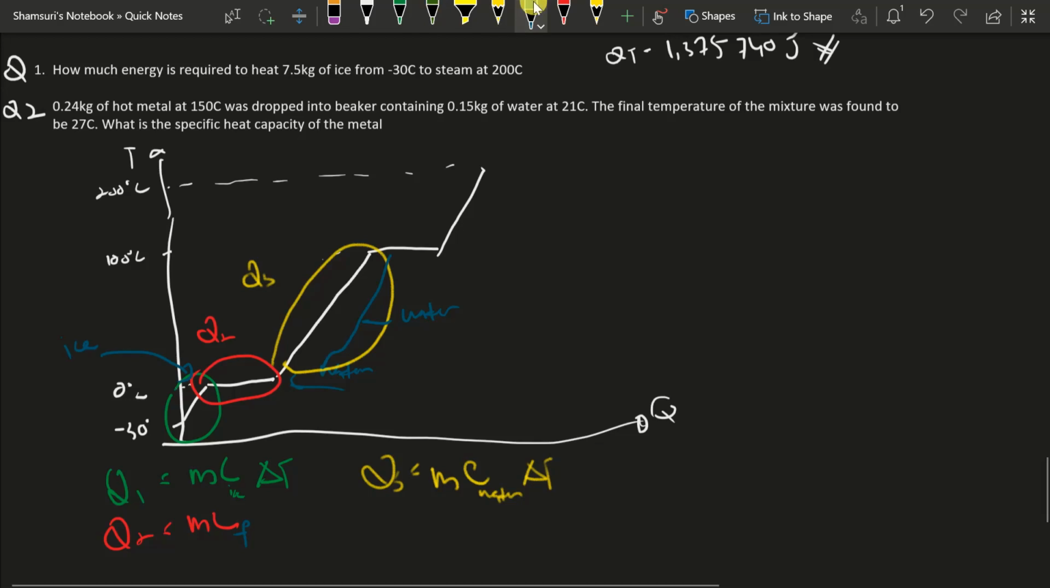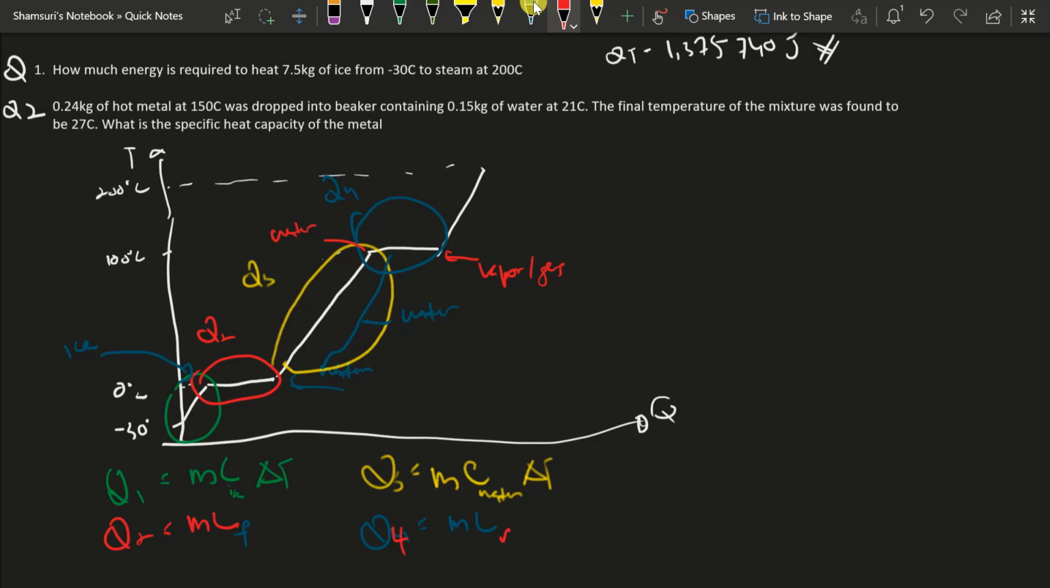And then the next one is Q4. So Q4 is now m times L. This one is water to gas, or to vapor. This is vapor, or gas or whatever, here. And this is water. This heat is of vaporization. So this is Q4.